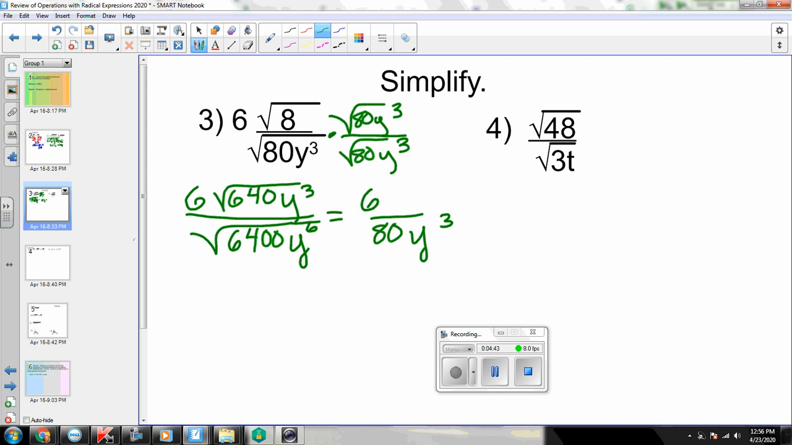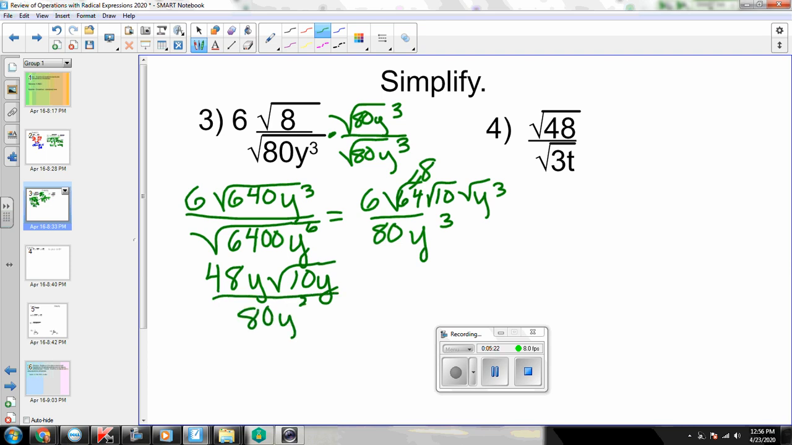Then I'd have to try to simplify the square root of 640 y to the 3rd. So I know this is the same as the square root of 64 times the square root of 10. And then I have the square root of y to the 3rd. So the square root of 64 is 8. I'm going to take 6 times 8 to get 48. I'll have radical 10. I can take the square root of y to the 2nd, which would be y. But since I had a y to the 3rd, I'll have 1 y left over. And then in the denominator, I have 80y to the 3rd.